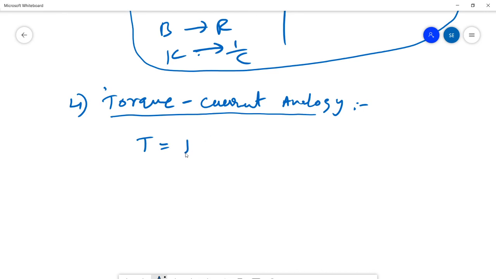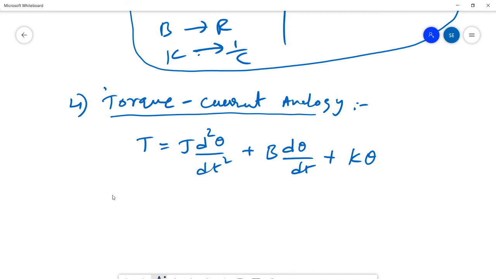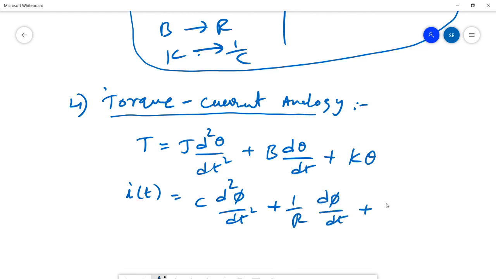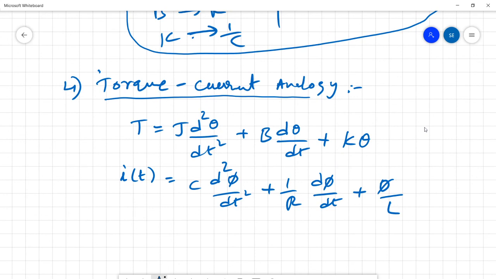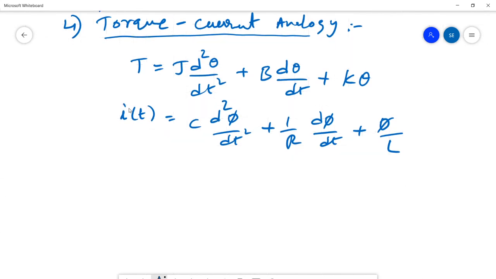So we'll write it for torque: T is equal to J into d²theta by dt² plus B into d theta by dt plus K theta, and what is I of t? I of t is equal to C into d²phi by dt² plus 1 by R d phi by dt plus phi by L. Right, we are just comparing the previous current circuit which we solved before with the torque equation. This is similar to the above set which we did.